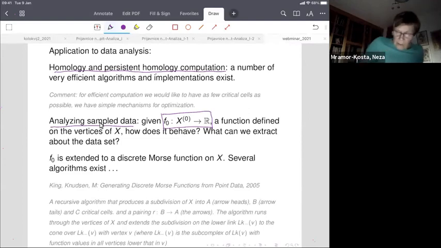And in order to use discrete Morse theory in this situation, we have to, first of all, extend the function values on the vertices to a discrete Morse function on X. So this is the first step that we have to do, extending these sampled values to a discrete Morse function on X. There are several algorithms around for that, but of course my favorite one is one that we came up with together with Henry King and Kevin Knudson.